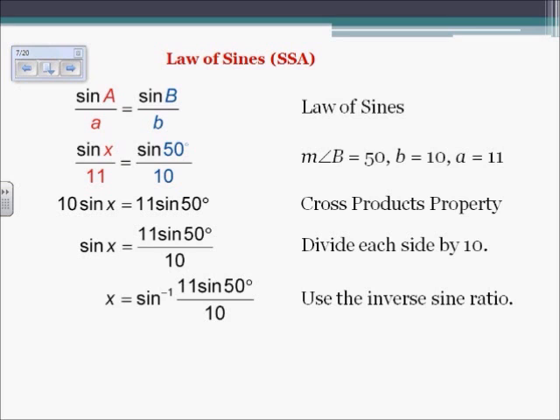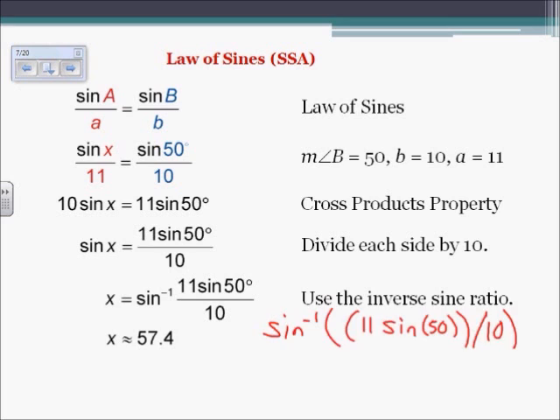So we will have x is equal to the sine inverse of 11 sine 50 over 10. Now again, the key sequence for your calculator here will be the sine inverse, which kicks out parentheses, and then we will have parentheses 11 sine, which kicks out its own parentheses, 50, close for the sine parentheses, close for the numerator, division 10, and close for the sine inverse. If you type that sequence in your calculator, then you should end up with the approximate value, which is 57.4.